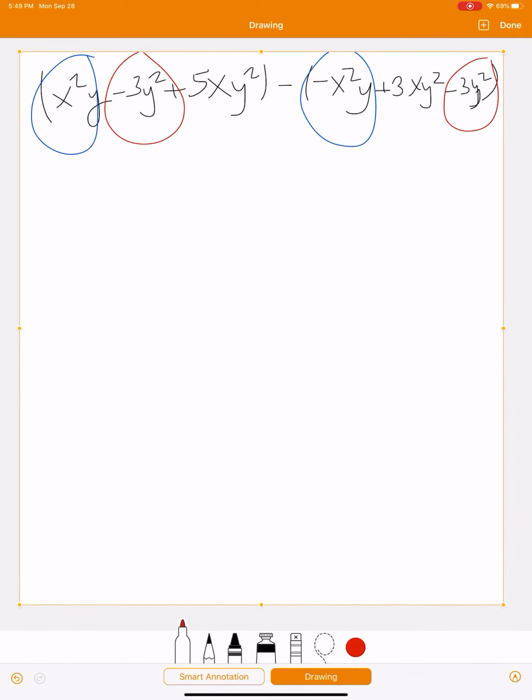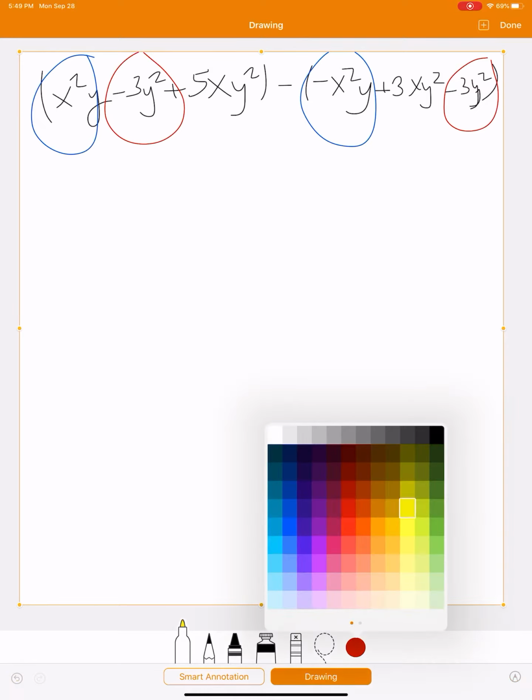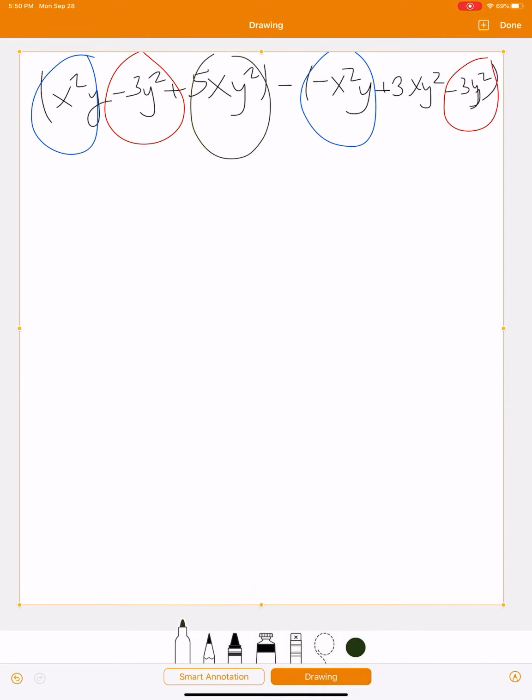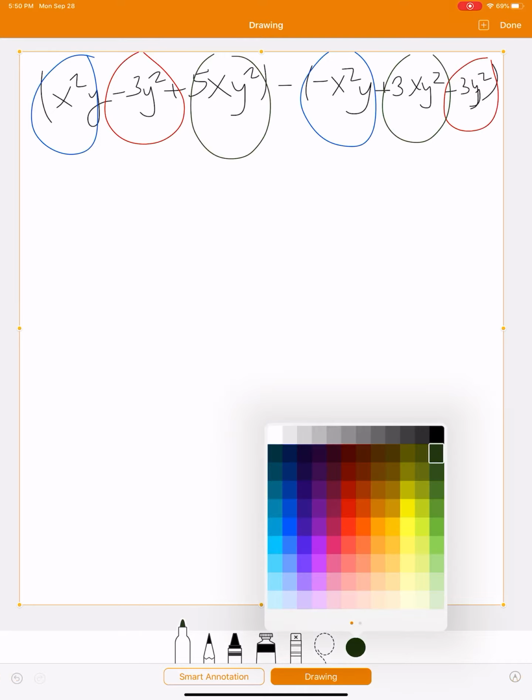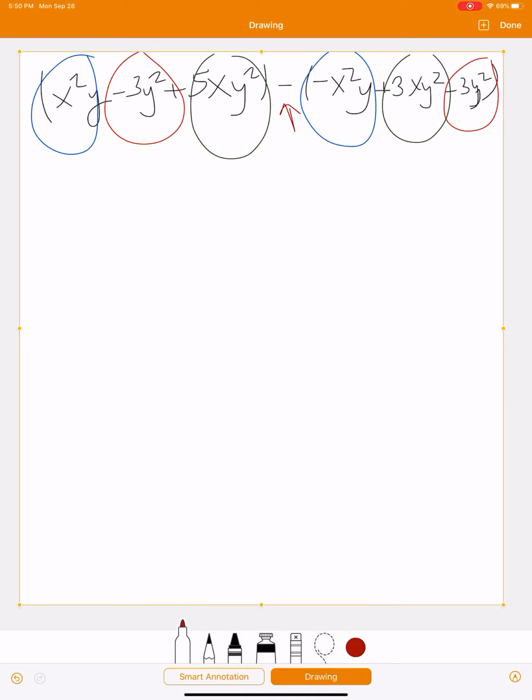And then I have 5xy squared, and that is our last term because that also matches our, sorry, let me use a different color so you can see. That matches our 3xy squared. There's something a little bit different here, and that is this negative that we see here, right? We see a little negative. Before we do anything, we should distribute that negative so we're not confused.